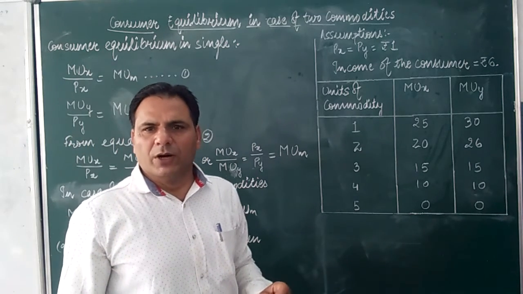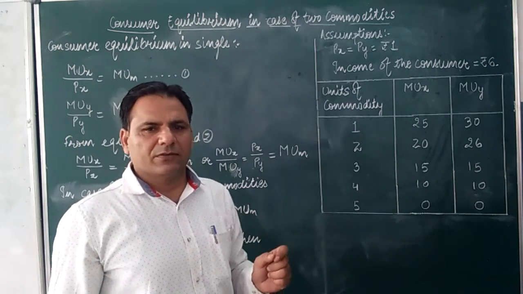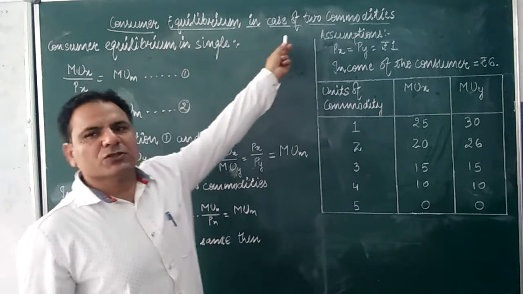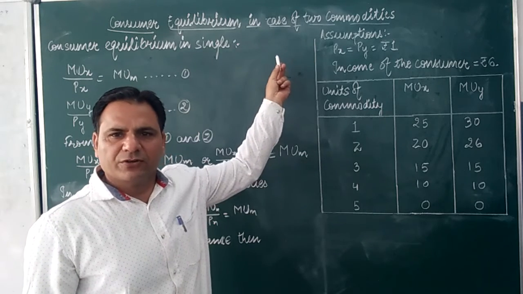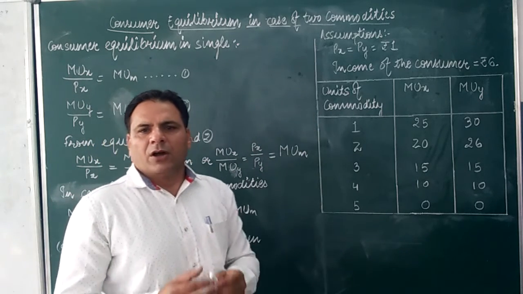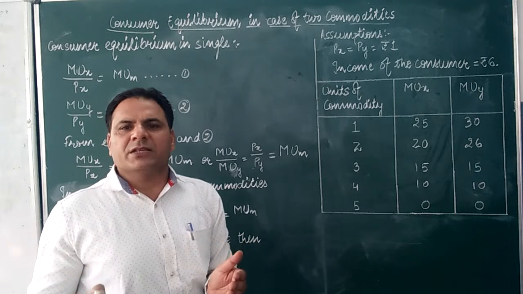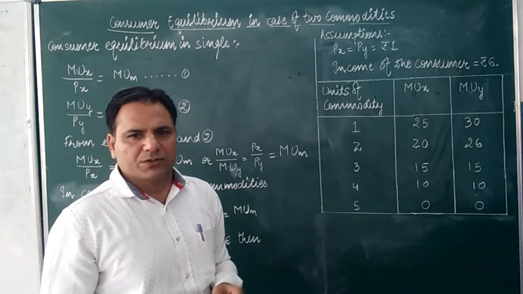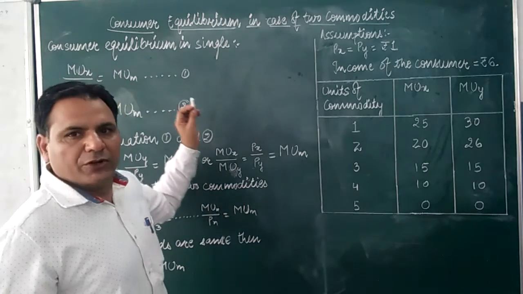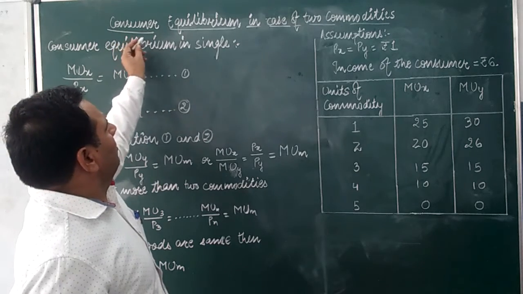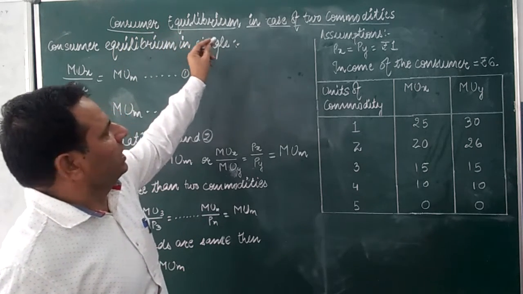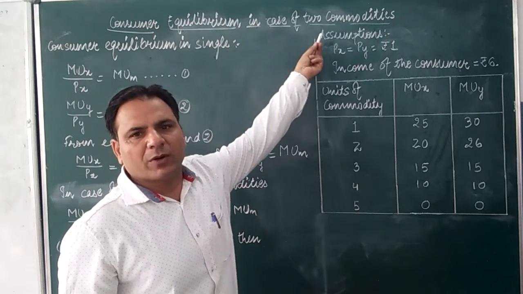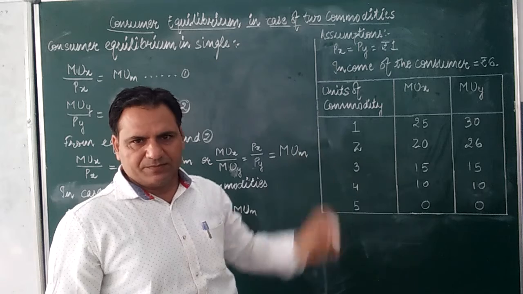Dear students, good morning. In today's class, we are going to discuss consumer equilibrium in case of two commodities. In my previous video, I told you how the consumer is in equilibrium when there is a single commodity in use. Now, in this video, we are going to discuss how the consumer will be in equilibrium if there are more than one, two commodities or more than two commodities.